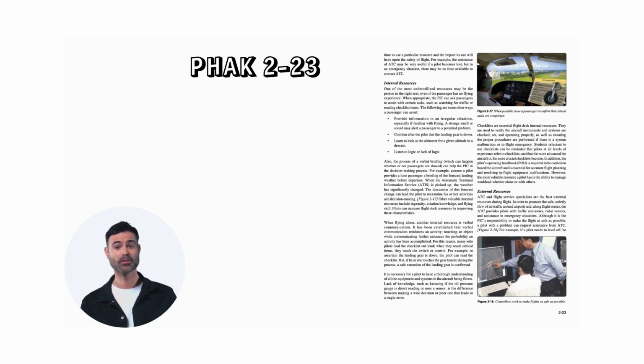Other valuable internal resources include ingenuity, aviation knowledge, and flying skill. Pilots can increase flight deck resources by improving these characteristics. When flying alone, another internal resource is verbal communication. It has been established that verbal communication reinforces an activity. Touching an object while communicating further enhances the probability an activity has been accomplished.